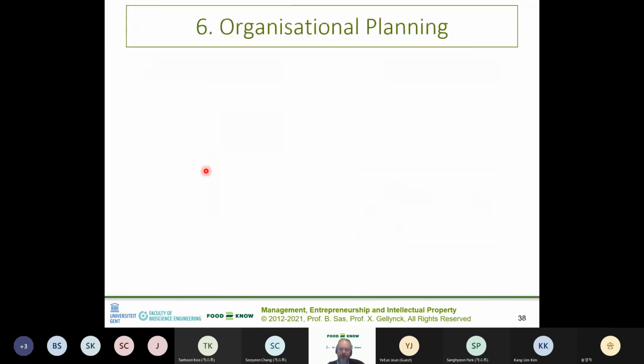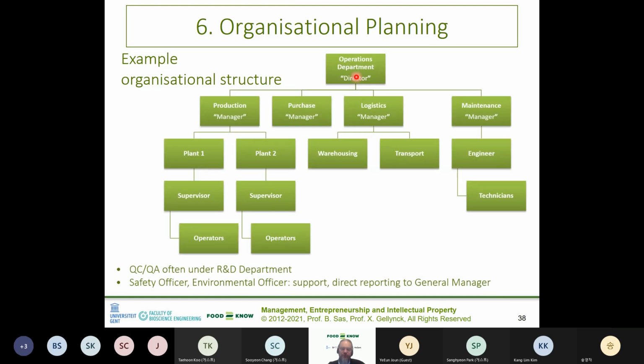Organizational planning. Very important, you see an organizational structure of an operations department where you have, for instance, a production manager with supervisors, a purchase manager to buy all the raw materials and packaging and what have you, and a logistics manager for the warehousing and also taking care of transport, and then a maintenance manager taking care of all the equipment, the building, and everything related to this whole operation.